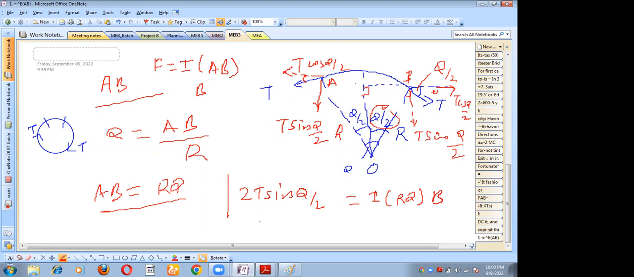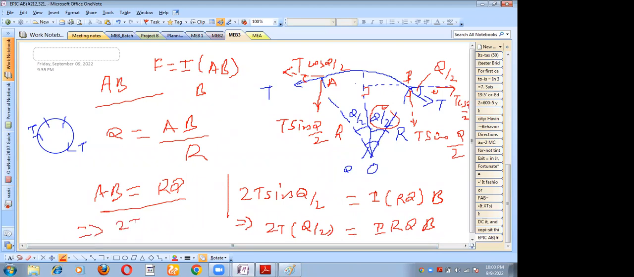So here now after this it is easy. We know that theta is very small, so we can write sine theta equal to theta. So sine theta can be written as theta by 2, and that will equal to I R theta into B. So theta and theta will cancel out. So from here you can see 2T by 2 will be equal to I R B. So from here we can find the T. T will be equal to I R B. Understood?